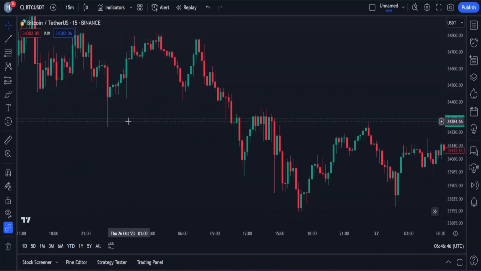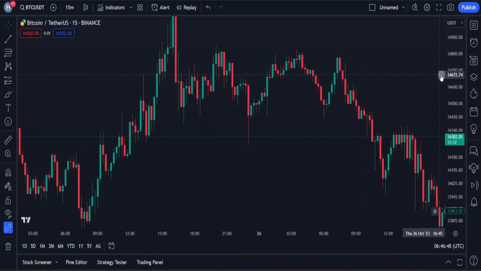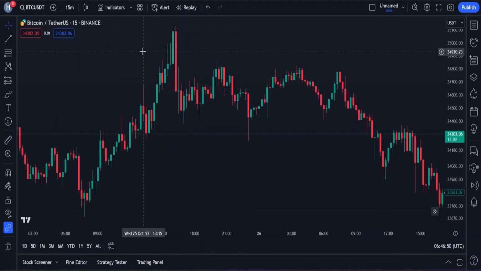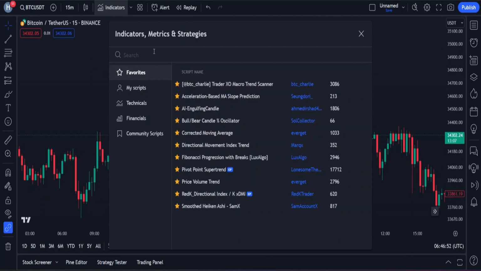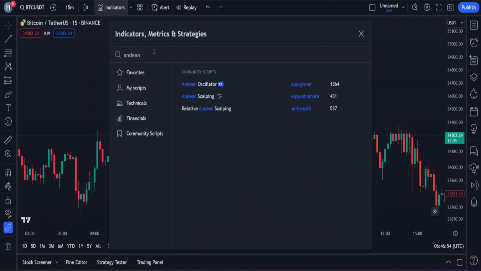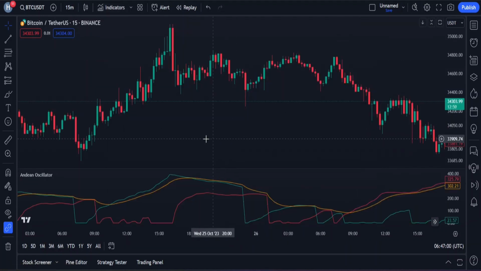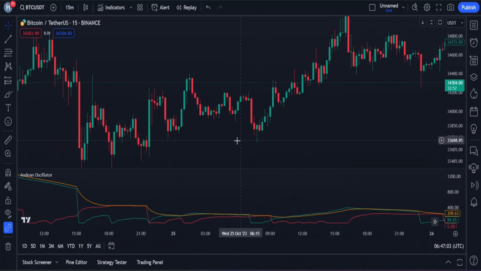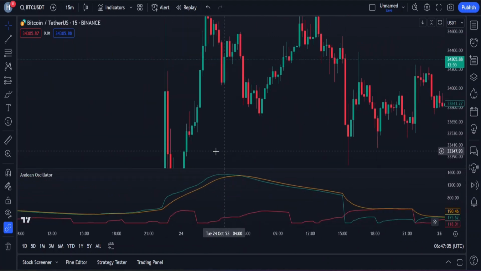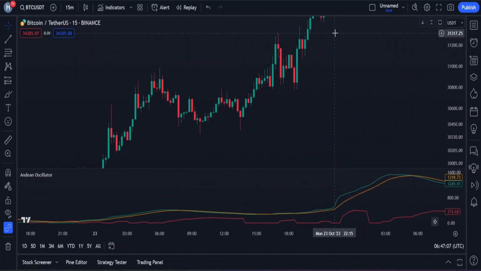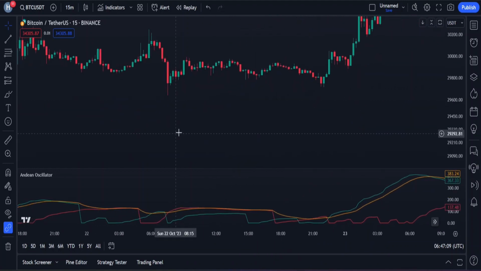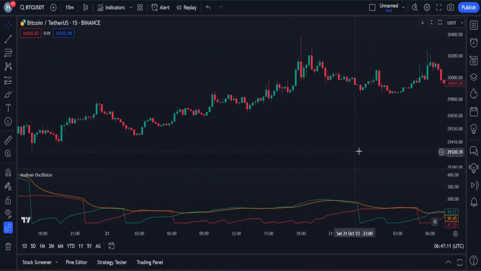First of all, let's add the main indicator of our strategy to the chart. For that, we click on the Indicator Search tab and search for the Andean Oscillator. After this, select the indicator created by Alex Grover and add it to the chart. This indicator is easily one of the best indicators to use when scalping any market. It can provide you with very clear biases in the market. It can also provide you with trend biases, trend reversals, and strong and weak trend zones.